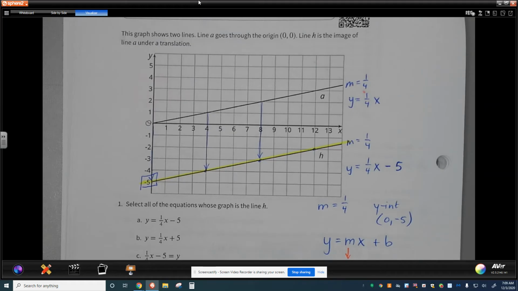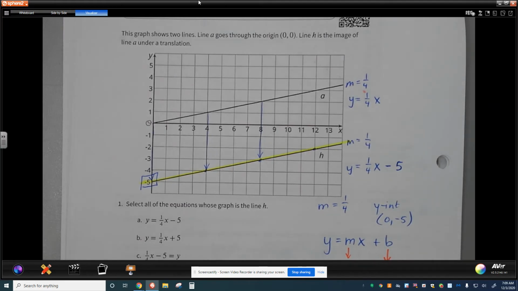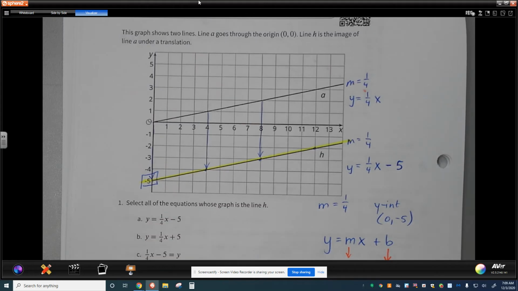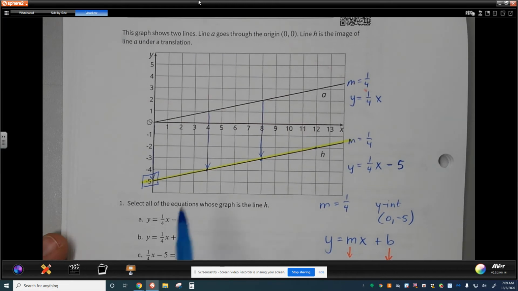But then we also have this other value here called b, which is our y-intercept. So all we need to do is recognize, going over to these other options here, "select all the equations whose graph is line H." So we can quickly go through here and check to see what is the slope, making sure that we're all in some form of y equals m times x plus b.